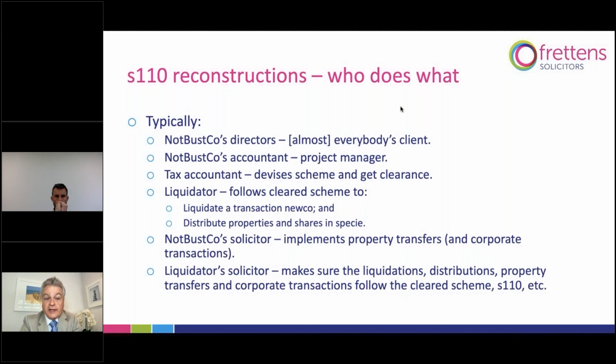Which brings me down to the next person on the list here, tax accountant. This is all about tax. You will have to follow the scheme clearly. The tax accountant should be seeking clearance for the scheme.